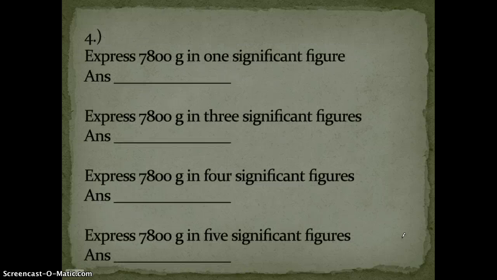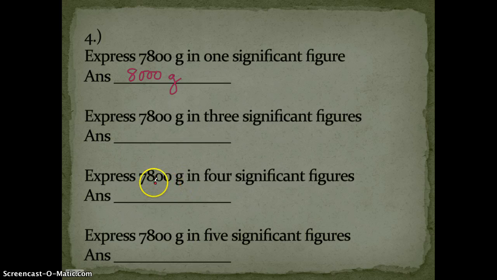Okay, the next problem. These are pretty easy except for one that's a little bit tricky. So number 4, this first one: if we want to put 7,800 grams into one significant figure, the first thing we would have to do is round this 7. Since we have an 8 next door, we'd round the 7 up and we'd have an 8. So this would be 8,000 grams in one sig fig. Now, I'm going to skip this one and come back to it.